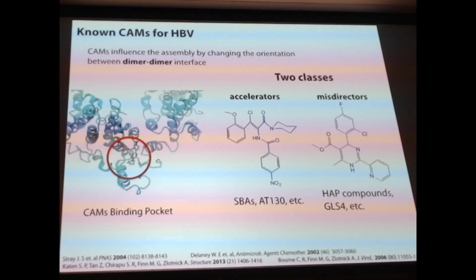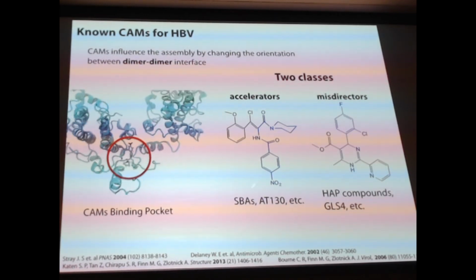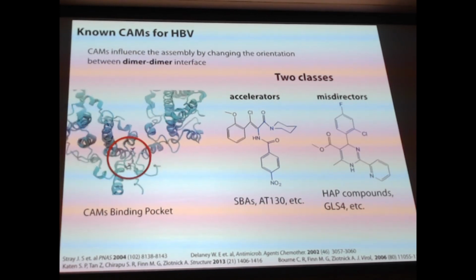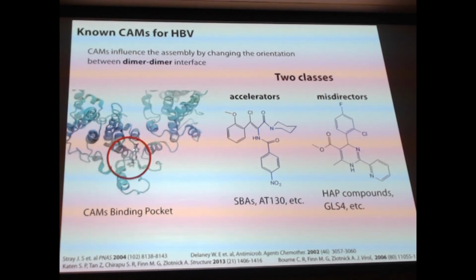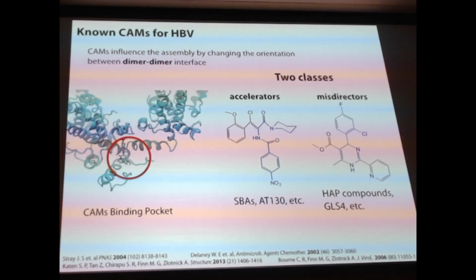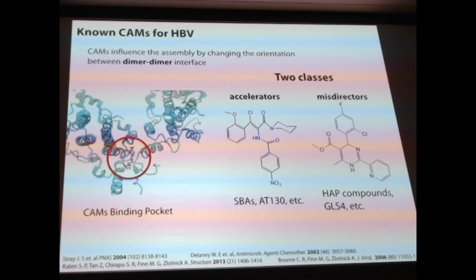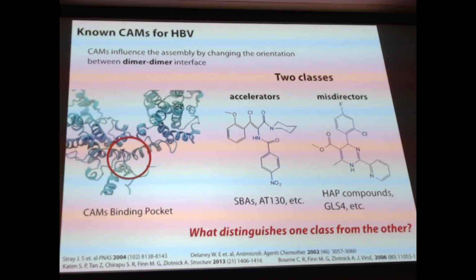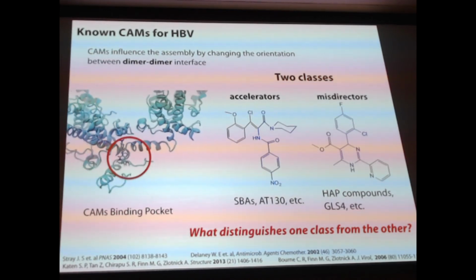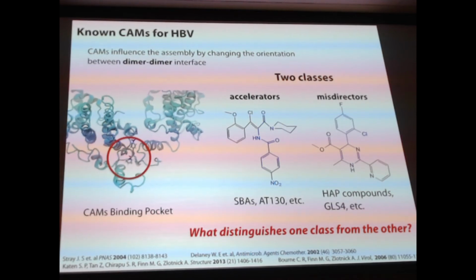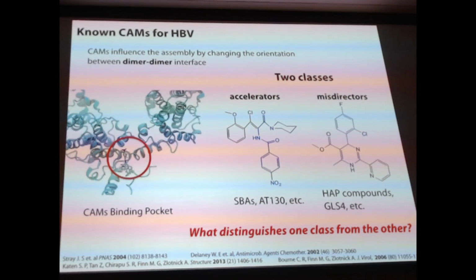These classes have been known now for a few years. I don't know how helpful it is to show these, but this is one class, so-called capsid assembly accelerators. These are misdirectors, and they bind, if it wasn't clear from before, at a pocket between the two dimers in the tetramer state. So thinking from this dynamics perspective, we want to know, can we figure out what distinguishes one class from the other? If just looking at how it interacts with the tetramer, can we already say if it's a misdirector or an accelerator?